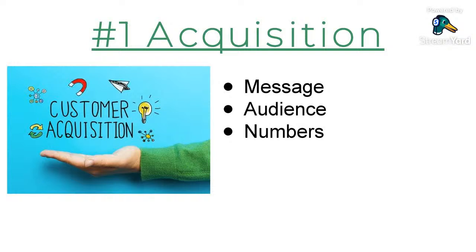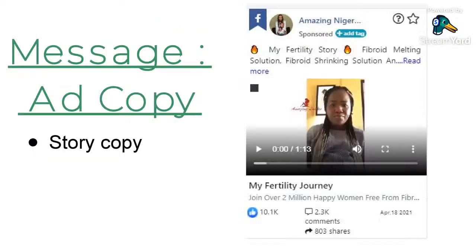What we're going to be looking at in this section is three core things. We're going to be looking at how to put the right message out there, and how to present this message to the right audience, and then how to analyze your numbers, and make use of your numbers to make vital advertising decisions. So let's just dive straight into it.